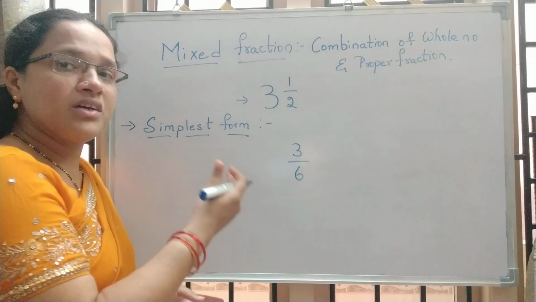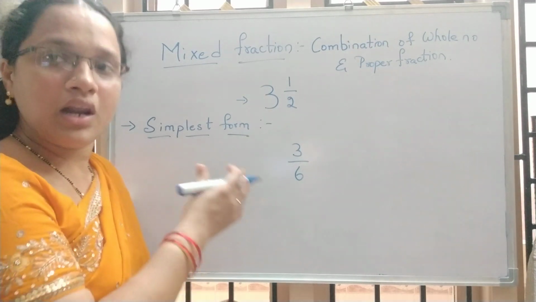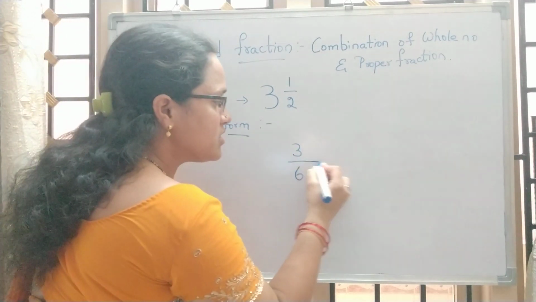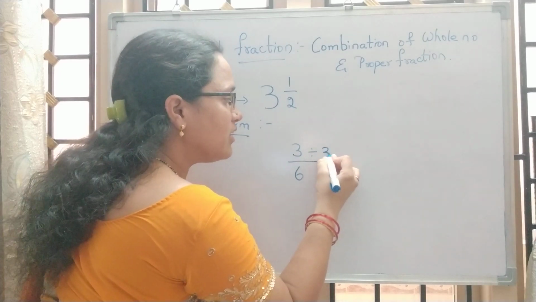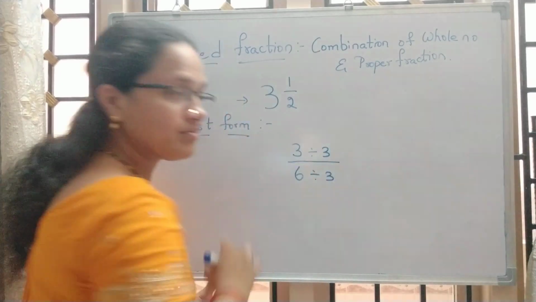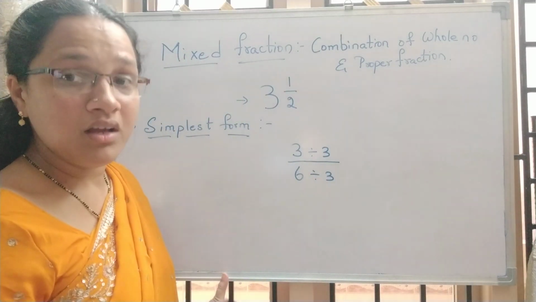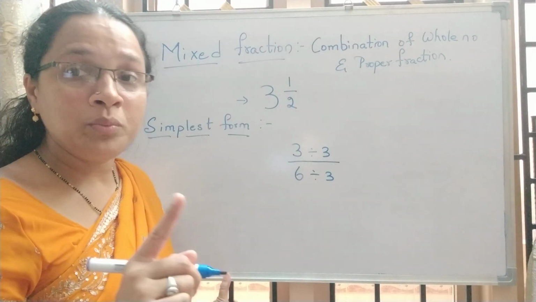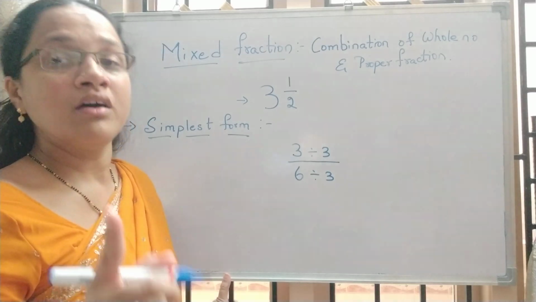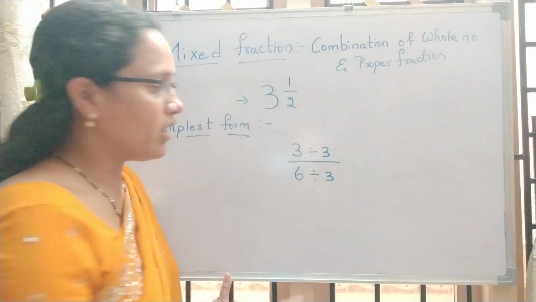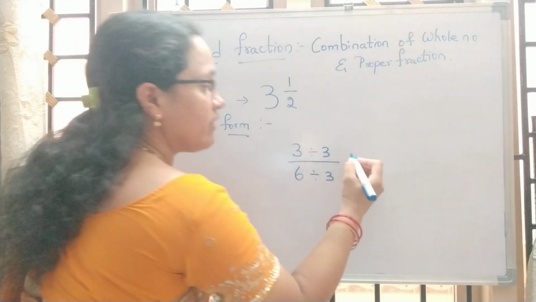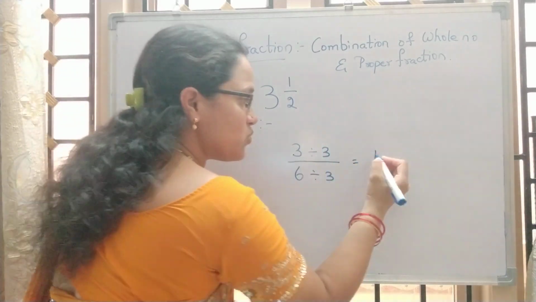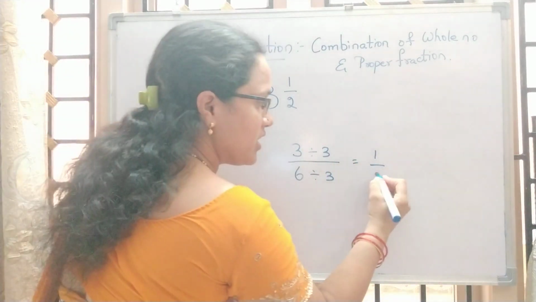Now if the fraction is given like this, what we should do is divide the numerator and denominator with the same number. Numerator and denominator you should divide with the same number. Okay, so divide the number, write the answer. 3 divided by 3 is 1, where 6 divided by 3 is 2.